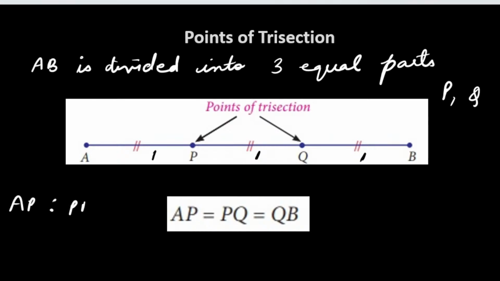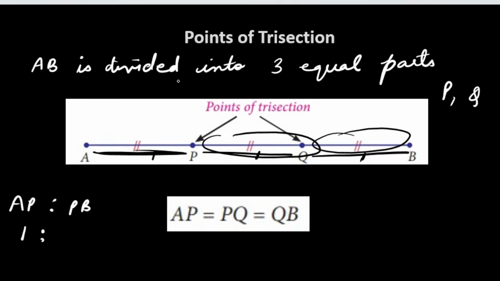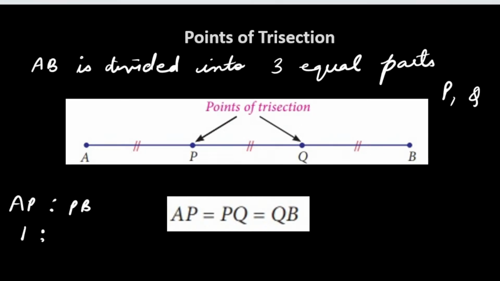AP is to PB. So what is this ratio? AP has how many parts? One part. So this is 1, we'll write. PB has how many parts of this line segment? 1, 2. So PB has this part and this part. AP has one part and PB has two parts. So the ratio at point P will become 1 is to 2.